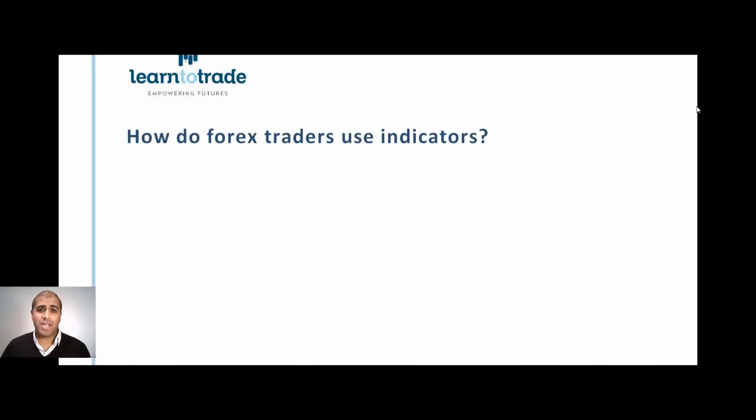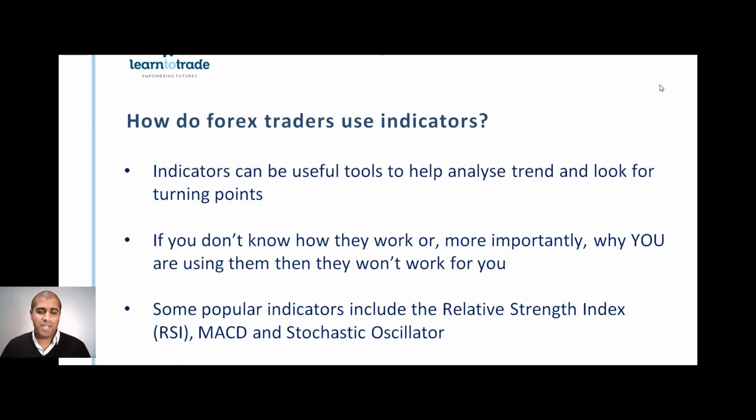So how do Forex traders use indicators? Well, the first thing to understand is that indicators are useful tools because they help us to analyze the trend of a market and whether or not that trend is likely to continue, and they can help us identify potential turning points, so when a trend is likely to end.